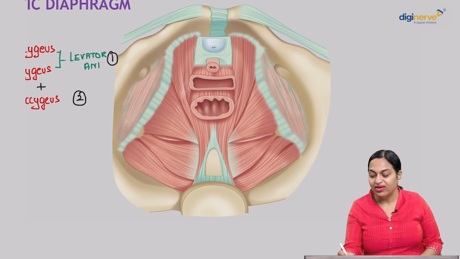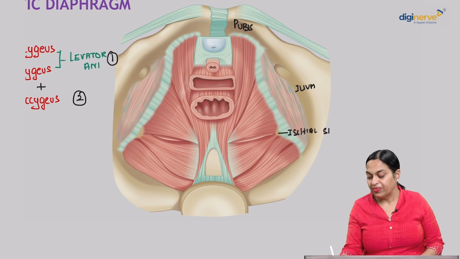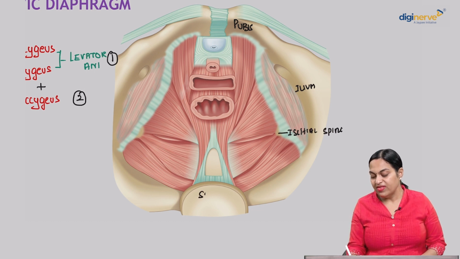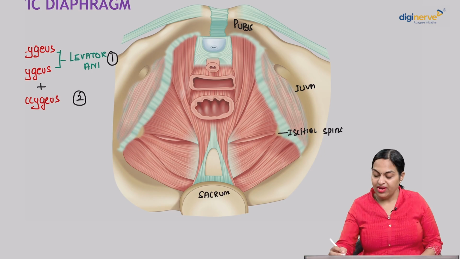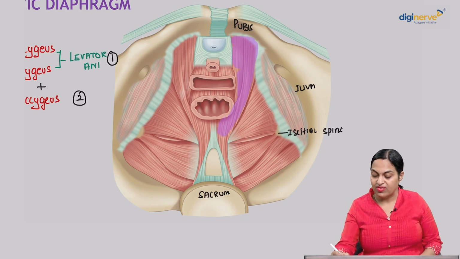So can you identify here? This is the pubis, right? And over here will be the ilium, and this is the ischial spine. Over here is the sacrum, right? These are the fibers of pubococcygeus, from the pubis going backwards to the coccyx. And here, these are the fibers of iliococcygeus.